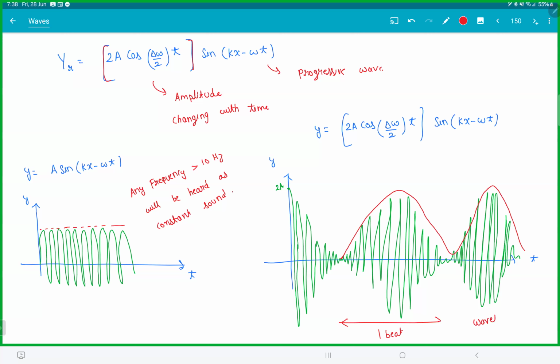So this is what is happening when you have two slightly different frequencies. What you're hearing is the increase and decrease in intensity of the sound. So this equation would look like this. The amplitude varies from 2a to zero. We are again talking about the same point, meaning if you keep your ear at the same position, you will hear the sound going up and decreasing. So here we have an amplitude that changes with time.